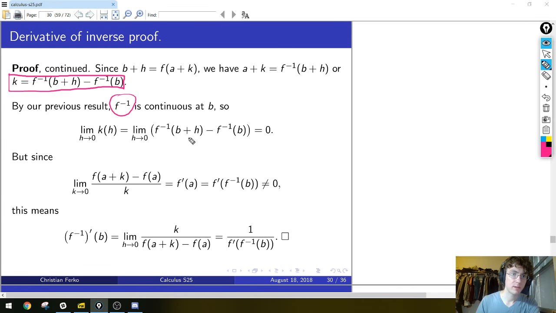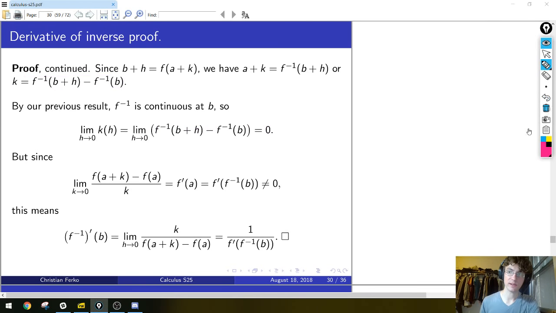F inverse is continuous. That's why we did all that work a moment ago to prove that the inverse function is continuous. So what does continuity mean? Continuity means the limit as h goes to 0 of f inverse of b plus h equals f inverse of b. Right? That's what continuity means. It means if you take the limit as h goes to 0, that's the same as plugging in h equals 0, which would give us f inverse of b minus f inverse of b, which is 0.